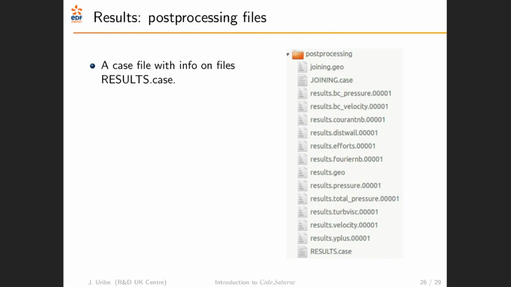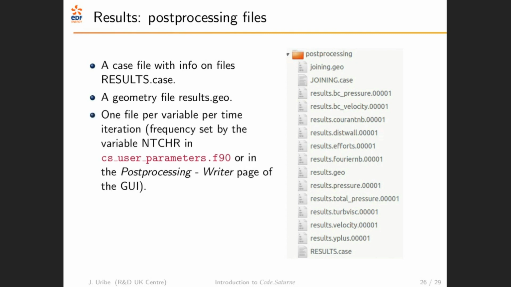The case file is the one that you would load in ParaView, and that will tell the software what to read, what variables are there, how many time steps, what's the geometry. So all of this information is split over several files. And you can change how often these results files are written. So by default, you would only write it at the end of the calculation, but you can change that if you want to see, for example, some animations, or you want to save different stages of the simulation.